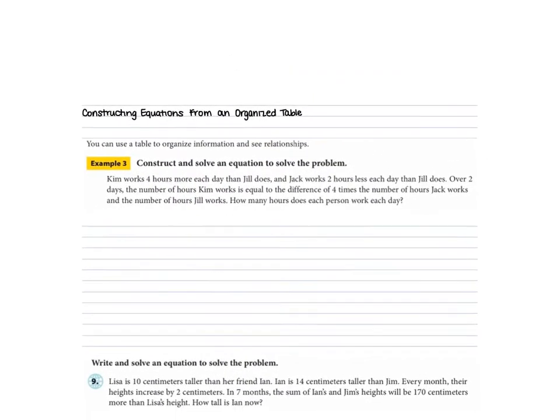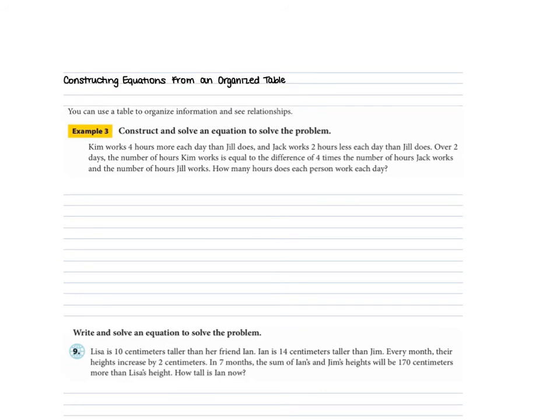If we look at example 3, it tells us to construct and solve an equation to solve the problem. It tells us that Kim works 4 hours more each day than Jill does, and Jack works 2 hours less each day than Jill does. Over 2 days, the number of hours Kim works is equal to the difference of 4 times the number of hours Jack works and the number of hours Jill works. How many hours does each person work each day?